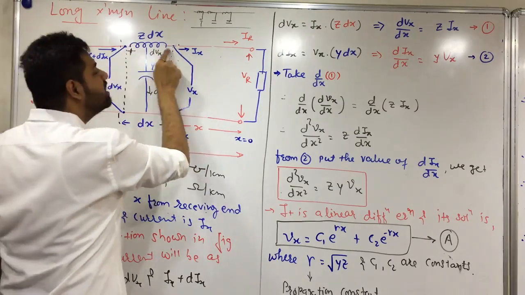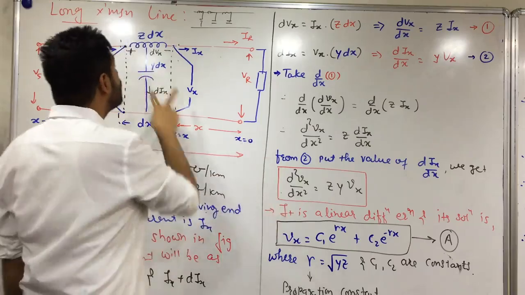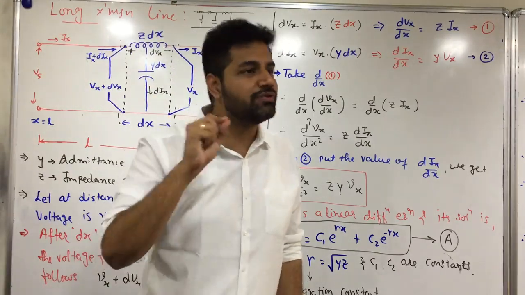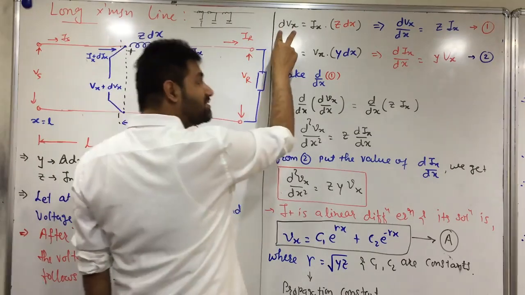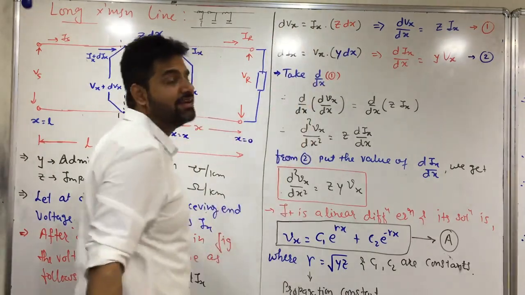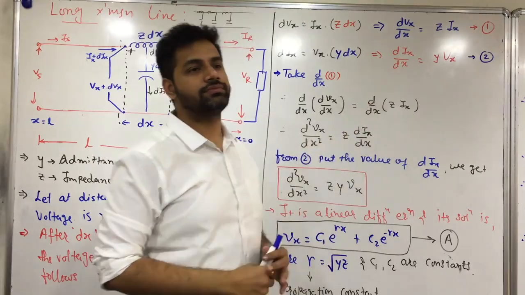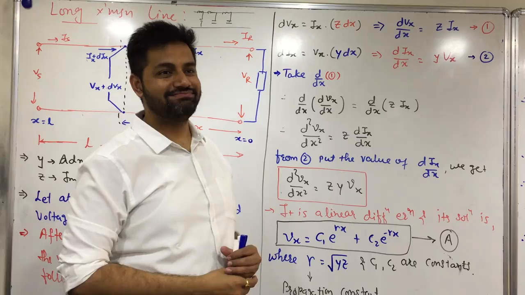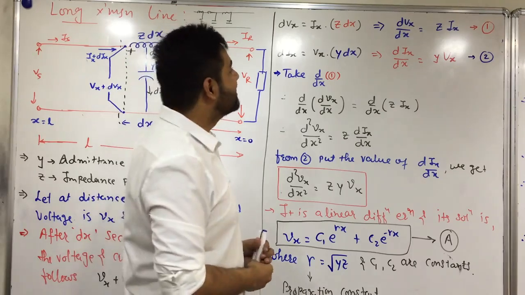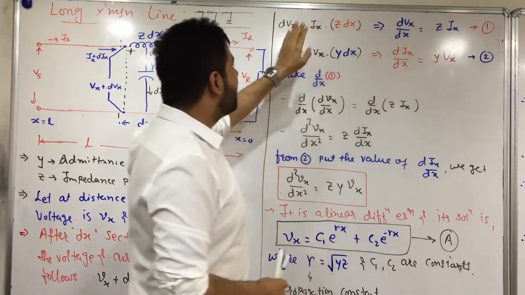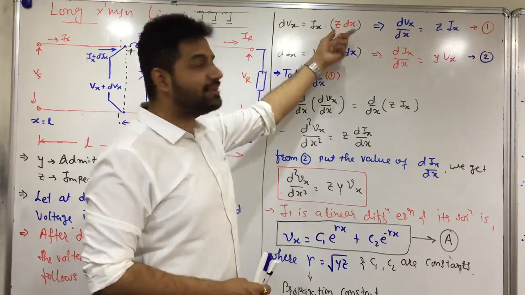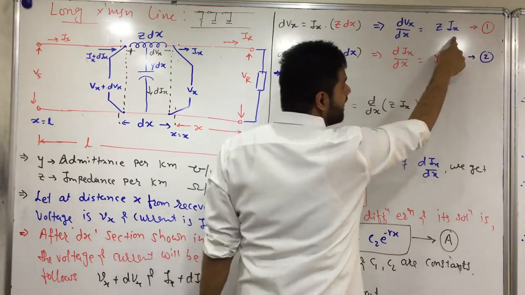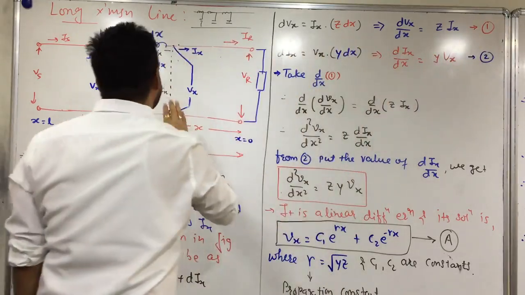So the current going here, I'm considering Ix only because I want to find out the difference in the voltage. I have to define the small difference in the voltage. So I can say the small difference in voltage is equal to Ix into ZDX. Fine. So we have got dVx is equal to Ix into ZDX. Fine. Bring dx down, so we have got dVx by dx is equal to ZIx. Equation number 1.